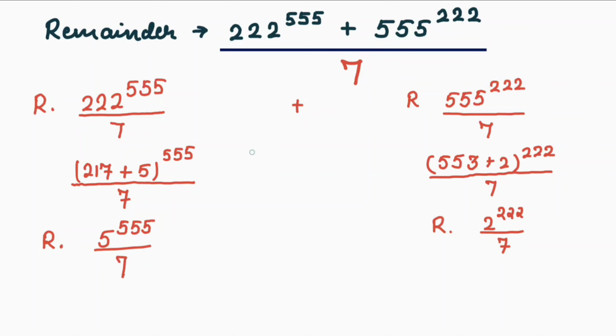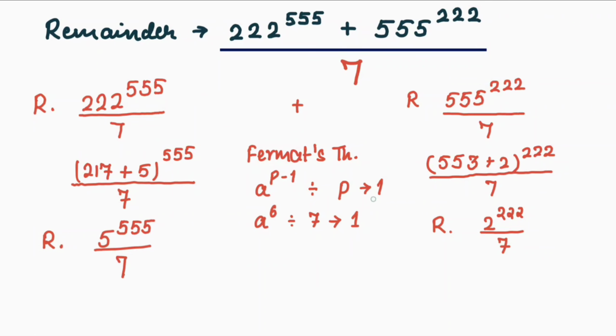Next, to solve for both of these, we'll use Fermat's theorem, which states that for any prime number p, when a raised to the power p minus 1 is divided by p, the remainder is 1. We know that 7 is a prime number. So any number raised to the power 6, when divided by 7, will leave the remainder 1. Remember, a should not be a multiple of 7 because in that case the remainder would be 0. Both 5 and 2 are not multiples of 7.